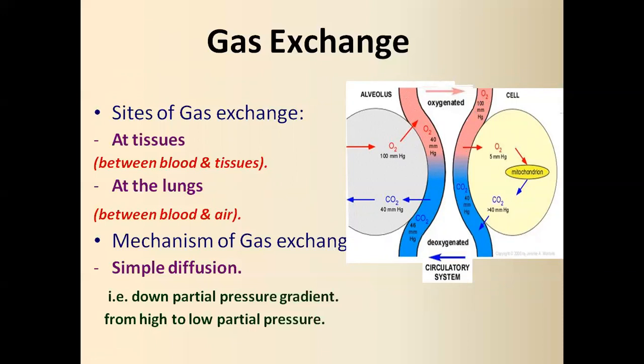The main mechanism of oxygen transport is simple diffusion. Due to the pressure difference between alveolar gas and circulatory gas, a pressure gradient is formed, and from high to low partial pressure of gas, unidirectional transport of any gas can occur.